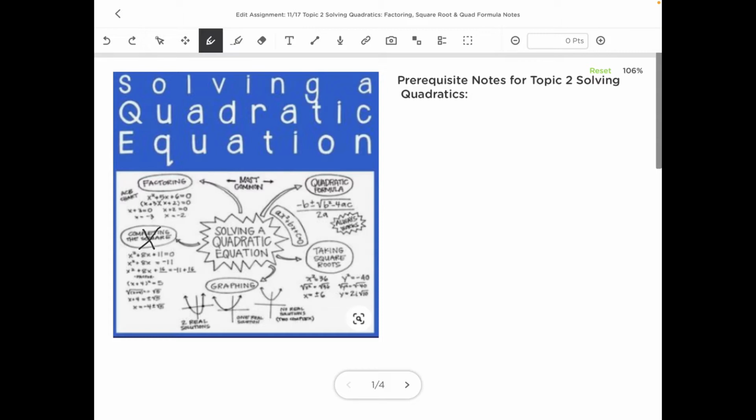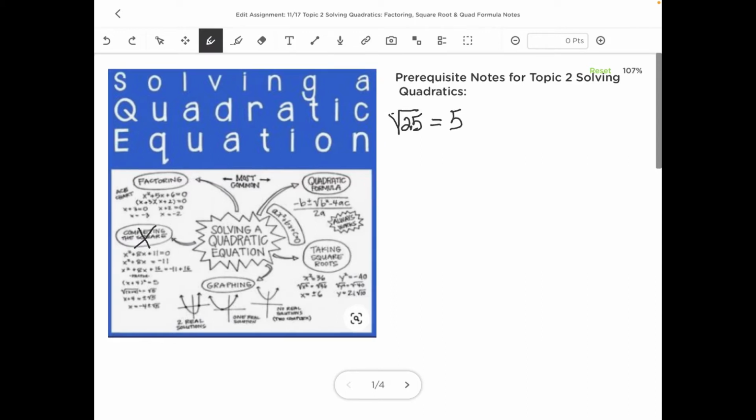One of the prerequisites for solving by square rooting is recalling how you simplify a square root that is not a perfect square. So we talked about perfect squares when we practiced the difference of perfect squares factoring. All right, so if you square root a perfect square, you get the original factor. So 5 times 5 is 25, so the square root of 25 is 5. But what about if it wasn't a perfect square, say the square root of 24? How then do we break down this radical and simplify it?